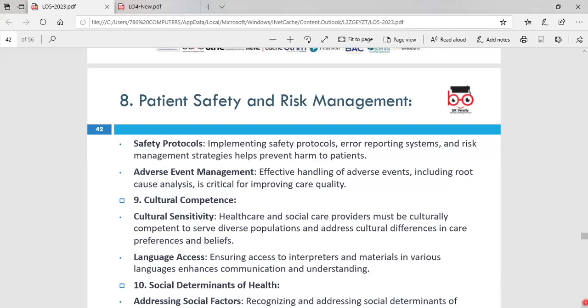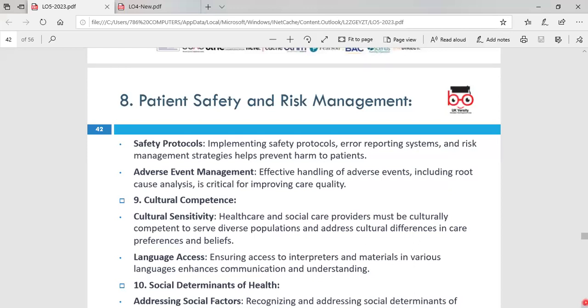Cultural competency. Cultural sensitivity is something that you need to understand. Health and social care providers should be culturally competent to serve, so you are going to get a diverse set of populations. You should be aware of that, and you're going to accept that there are going to be cultural differences, and you're going to take care of them.